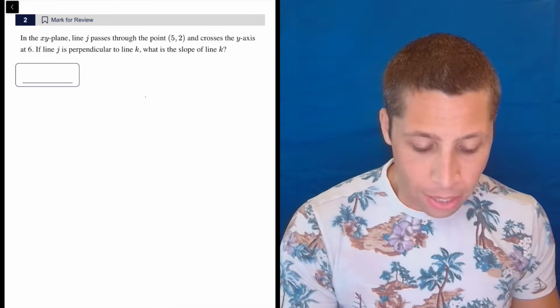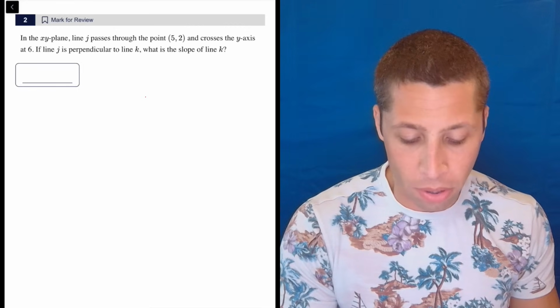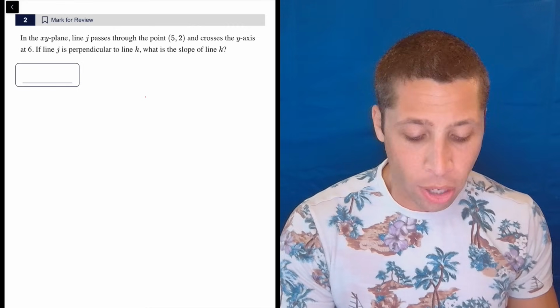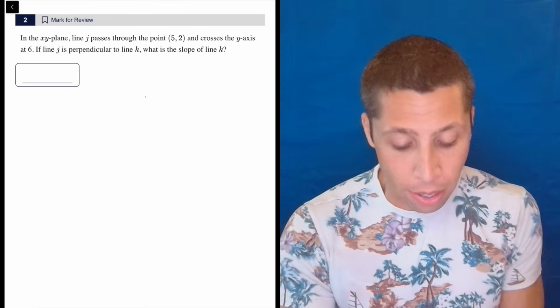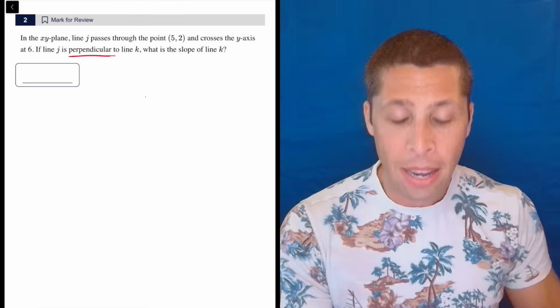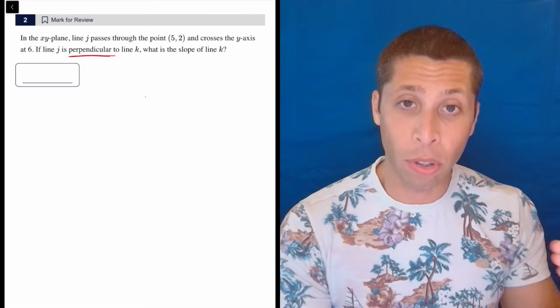In the xy plane, line J passes through the point (5, 2) and crosses the y-axis at 6. If line J is perpendicular to line K, what is the slope of line K? So right away as I read this, I know that I'm going to use that same fact, that perpendicular lines have negative reciprocal slopes.